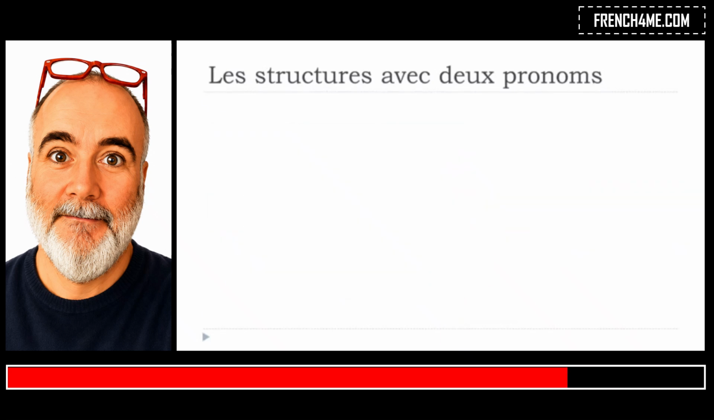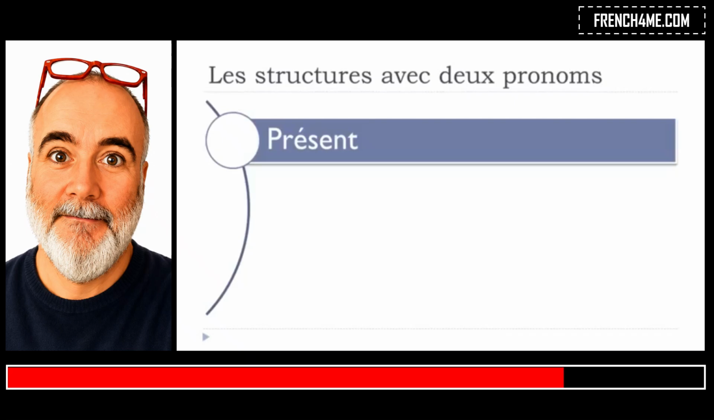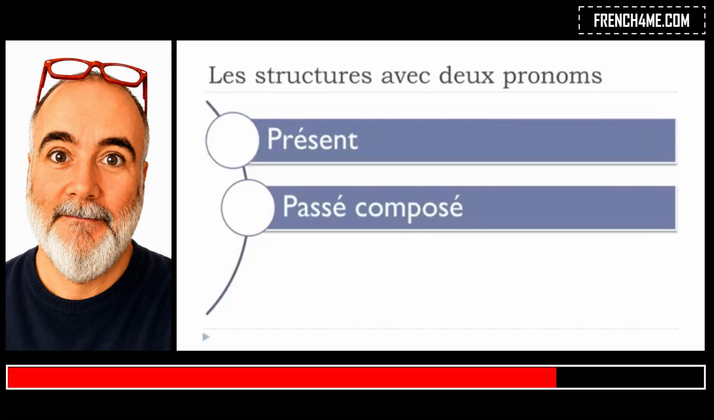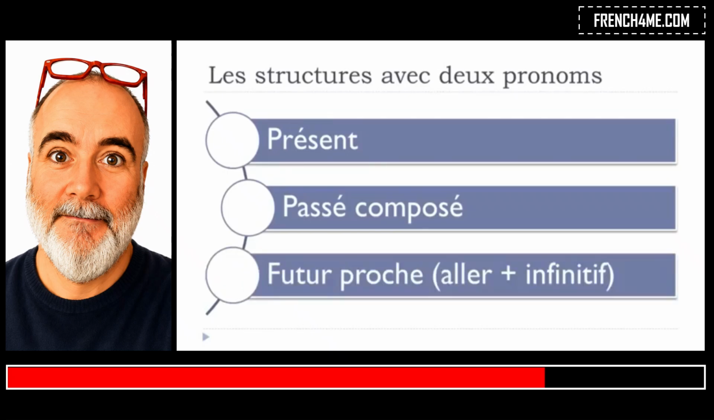Okay, so we'll see a few examples, and I thought it might be useful to put the examples in the present, le présent, and then passé composé, because if you remember correctly, the passé composé is what we call a composed tense. And then the futur proche, this near future structure that you normally make with the verb aller and then your verb at the infinitive. It's quite interesting because in that case it gives you two verbs, okay? So the question is, how do you place your pronouns when you've got two verbs in your sentence?